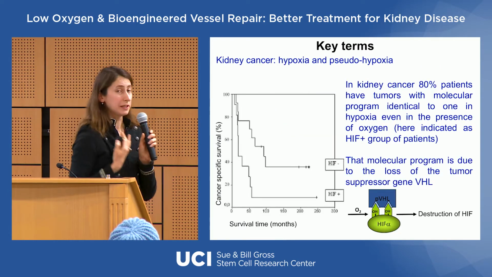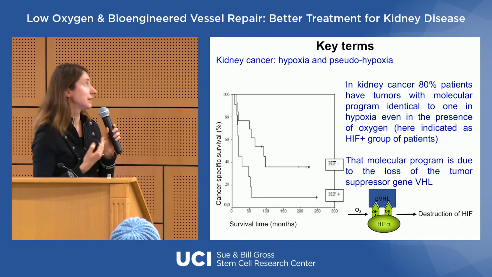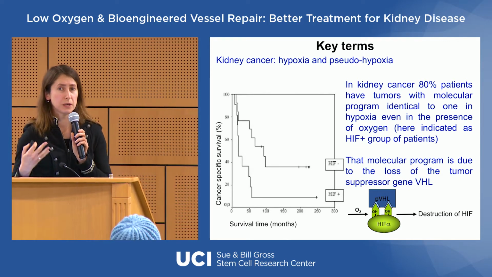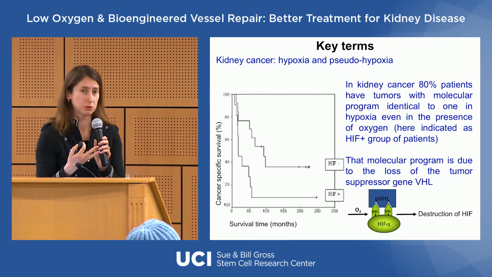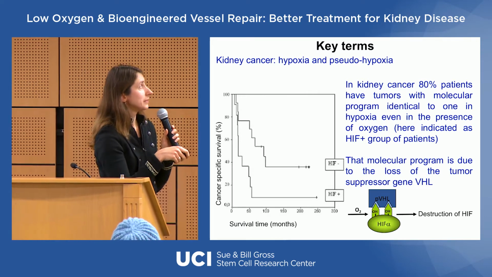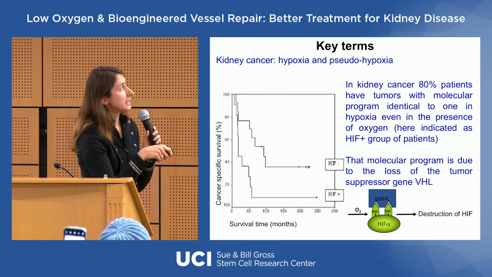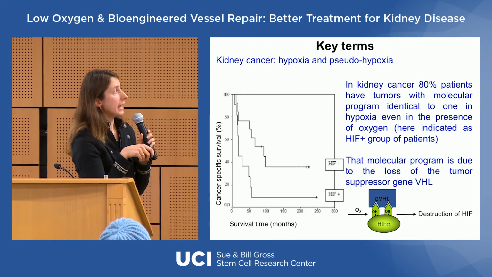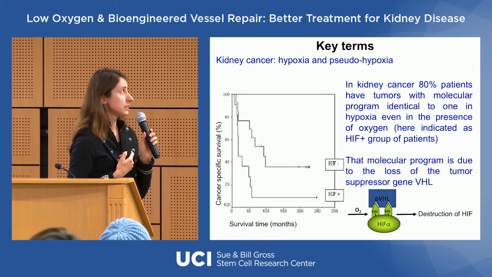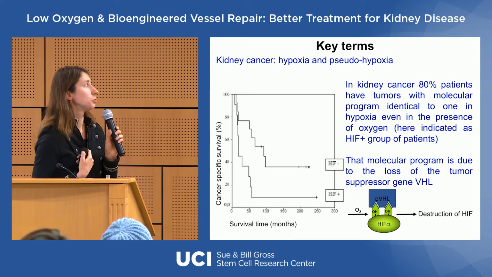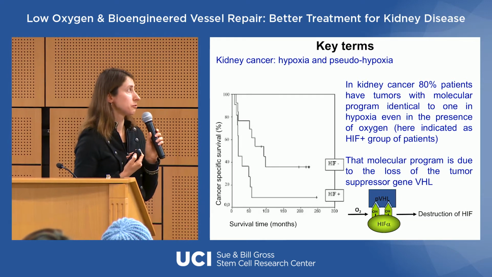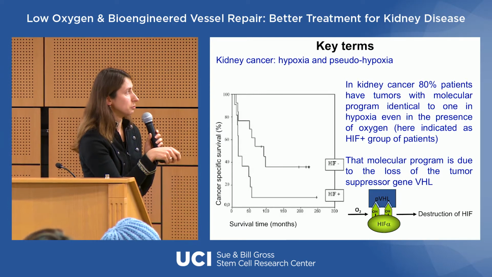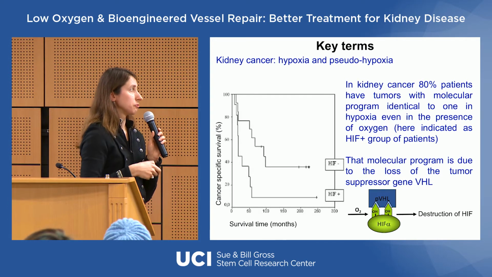So I am a kidney cancer biologist, and then in kidney cancer, of course, the same thing is going on. When the tumor becomes hypoxic, then hypoxia-inducible factor accumulates. But also there is this caveat, it also has pseudohypoxia. So how does this work? So in kidney cancer, 80% of patients, they have tumors with molecular program identical to one in hypoxia, even in the presence of oxygen. And here it is indicated as hypoxia-inducible factor plus group of patients. So how does that work?